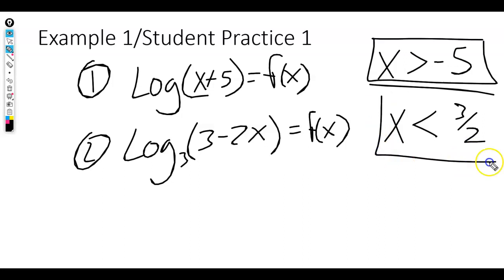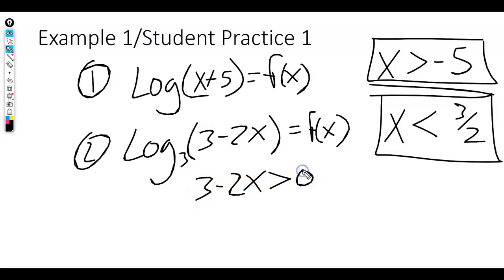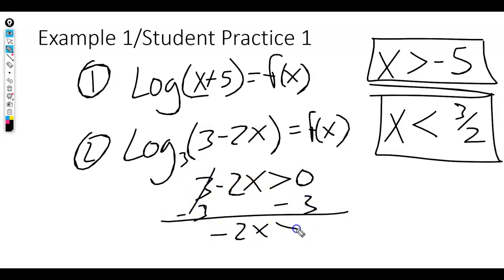So that means you're allowed to plug in anything that is less than 3/2. And you might notice that the arrow got flipped, and that's because in the process of solving this equation, you had to divide by a negative number.